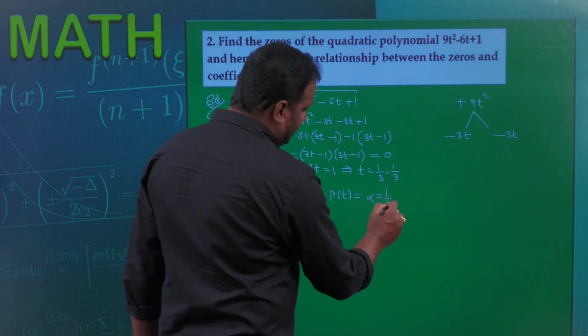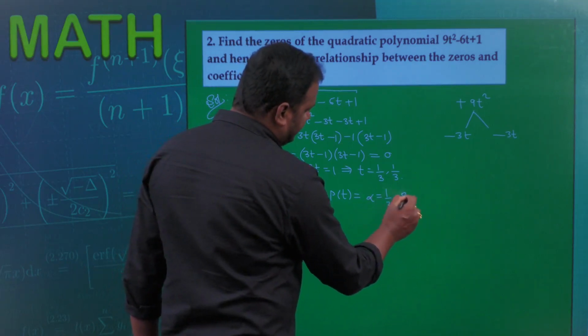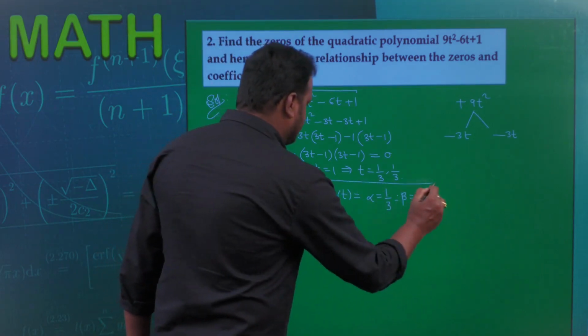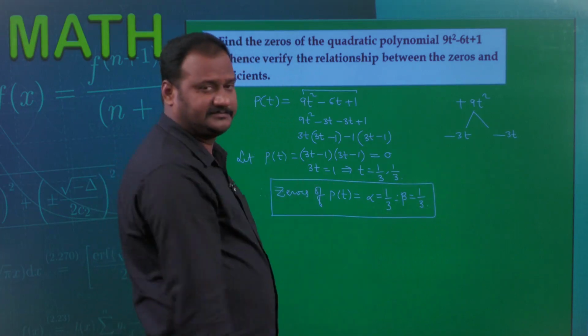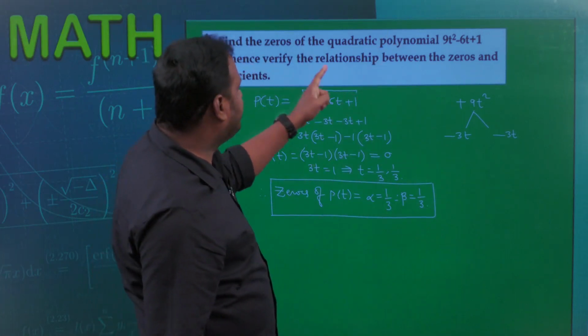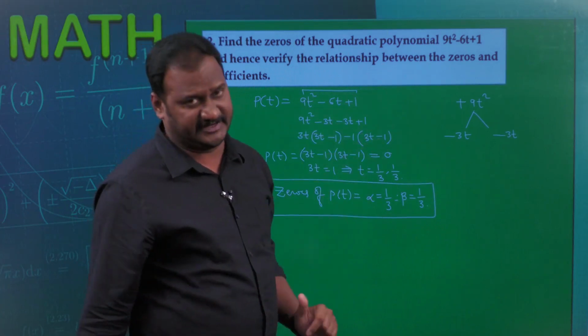Alpha is equal to 1 by 3 and the second zero is beta. Beta is also equal to 1 by 3. So these are zeros of the polynomial. That is the first part of the problem. And the second part, hence verify the relationship between zeros and coefficients.